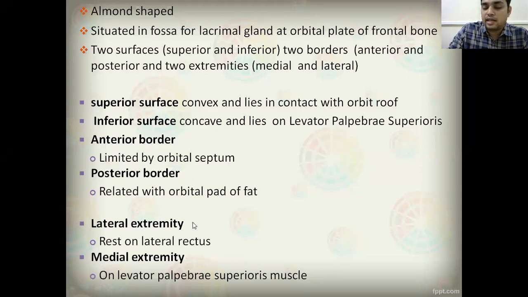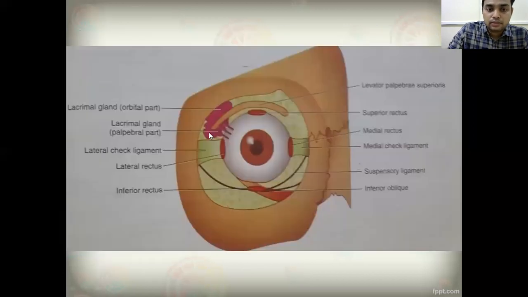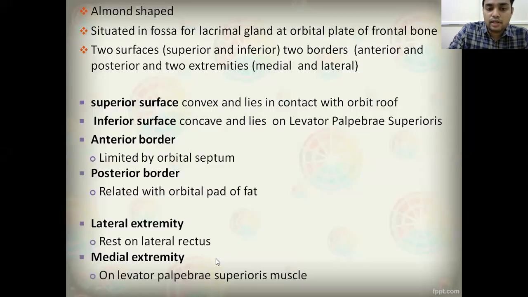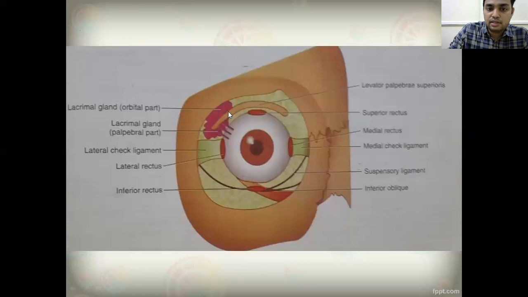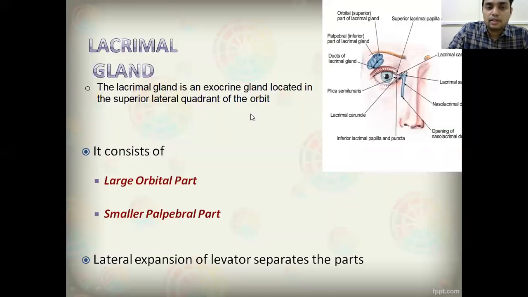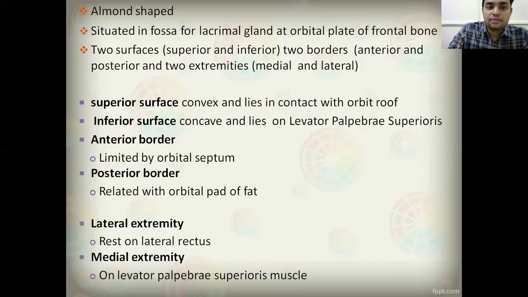It has two extremities, lateral and medial. The lateral extremity rests on the lateral rectus muscle, and the medial extremity rests on the levator palpebrae superioris muscle. This is the medial extremity which rests on levator palpebrae superioris. So basically the lacrimal gland has two surfaces, superior and inferior, two borders, anterior and posterior, and two extremities, lateral and medial.